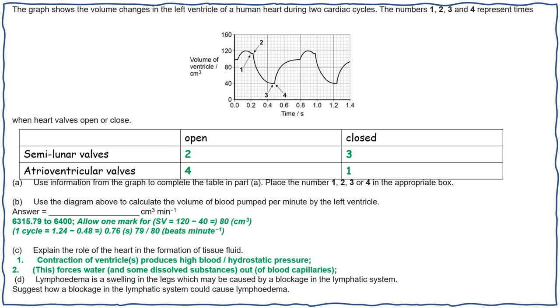Lymphedema is a swelling in the legs which may be caused by a blockage in the lymphatic system. Suggest how a blockage in the lymphatic system could cause lymphedema. Excess tissue fluid cannot be reabsorbed, therefore it builds up.